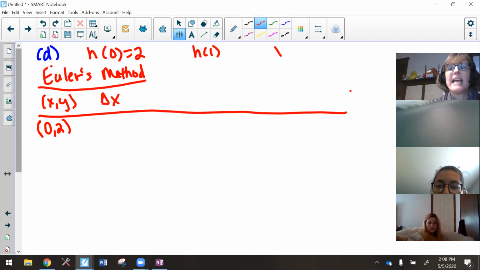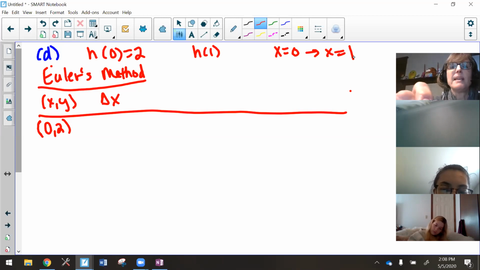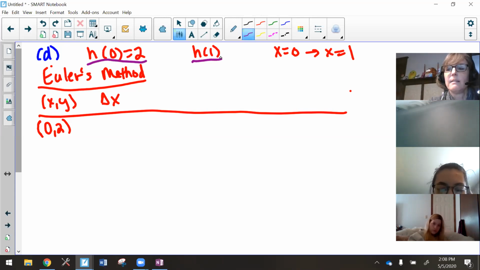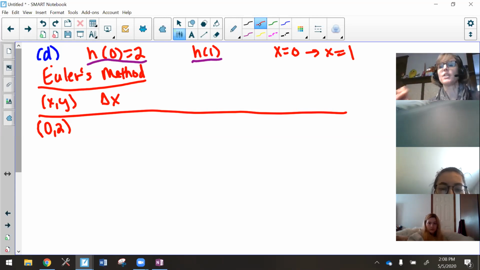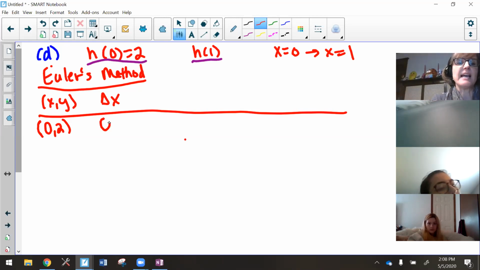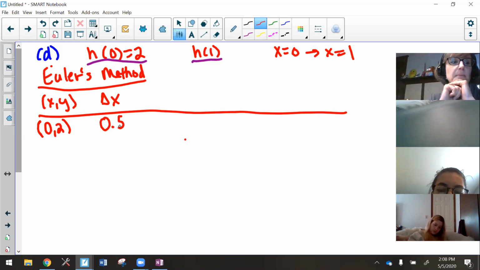Now I need to get from x equals 0 to x equals 1, because they give me this point and they want me to estimate it for x equals 1. And they tell me to use 2 equal steps. So how much do I have to shift by if I'm only going to make 2 steps to get from 0 to 1? 0.5. Okay, so my delta x is going to be 0.5.